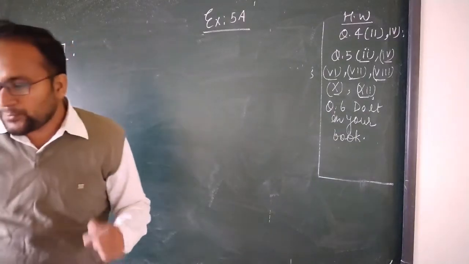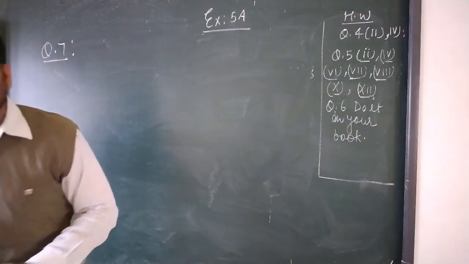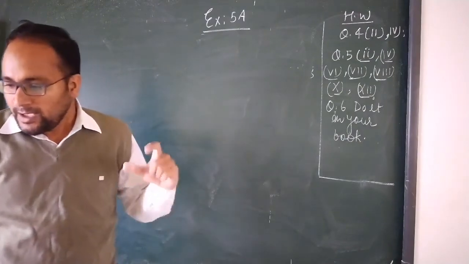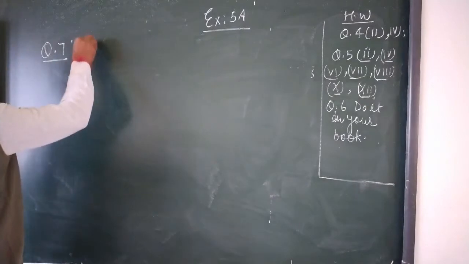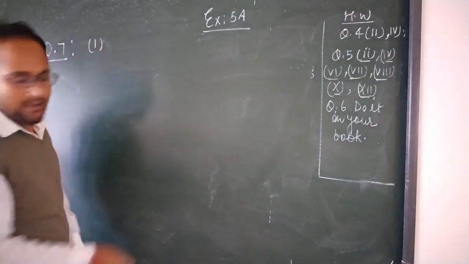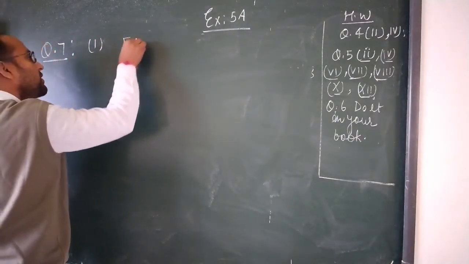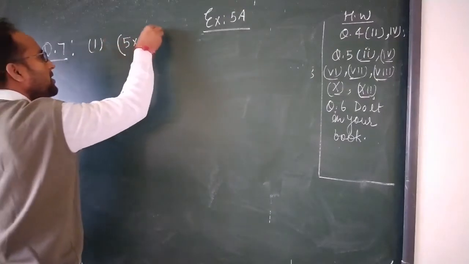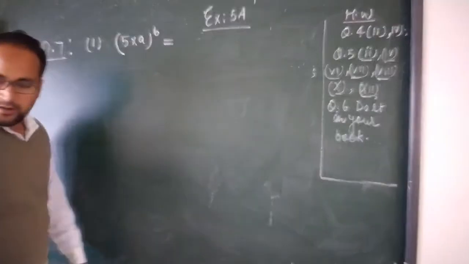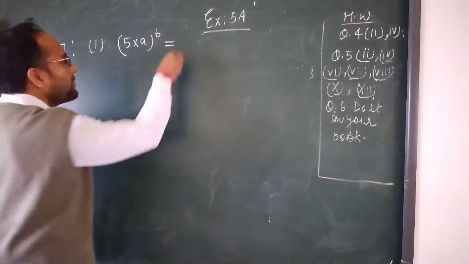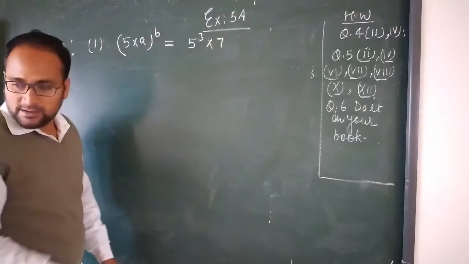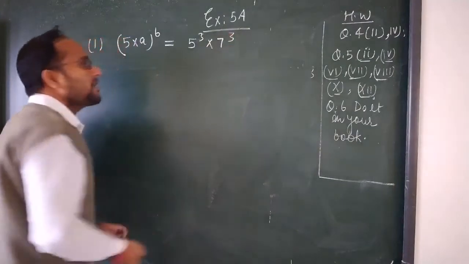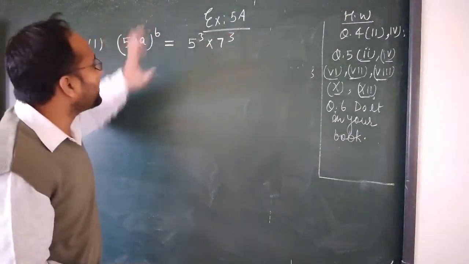Find the values of A and B in each of the following. The first question is 5 into A to the power B is equal to 5 to the power 3 multiplied by 7 to the power 3. Okay, so here our aim is to find the value of A and B.